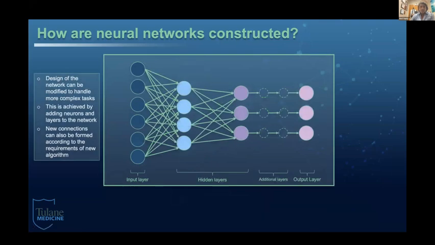The design of the network can be modified to handle much more complicated tasks. This is achieved by adding more neurons, more layers, more connections, and new connections can also be formed according to the requirements of the algorithm. So we have the input layer, which is the dark blue, then we have multiple hidden layers, which can be numerous. Then we have additional layers, and then we have the output layer.